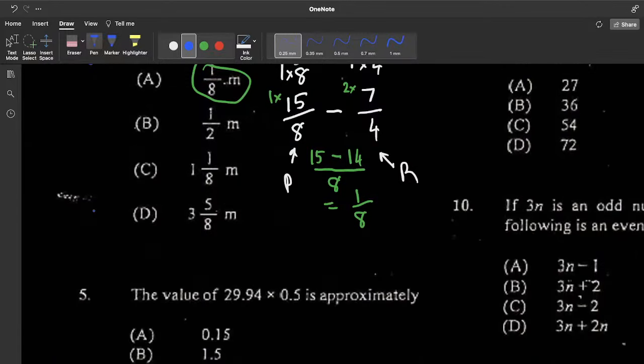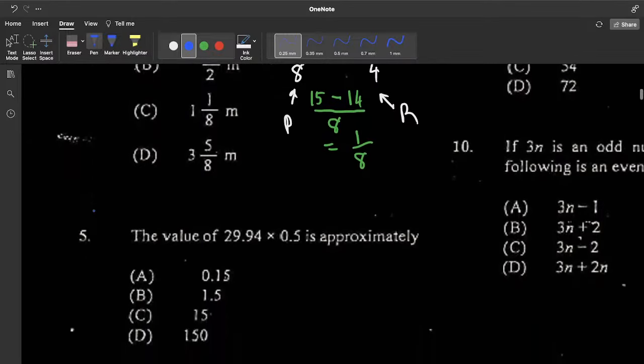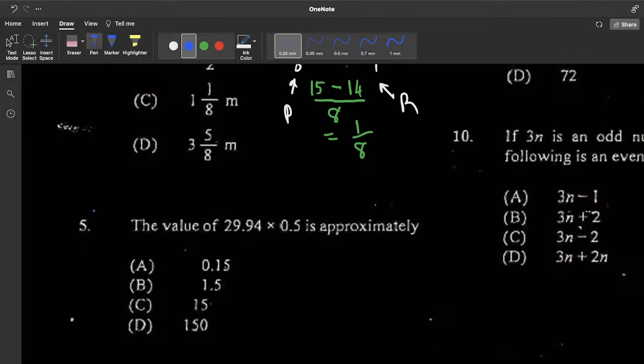Now this one here in particular, the value of 29.94 times 0.5. 29.94 times 0.5. Now with this here, we could do the same concept like we did the last time with the other question.